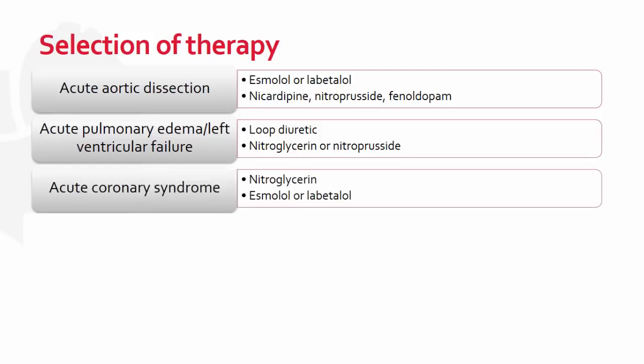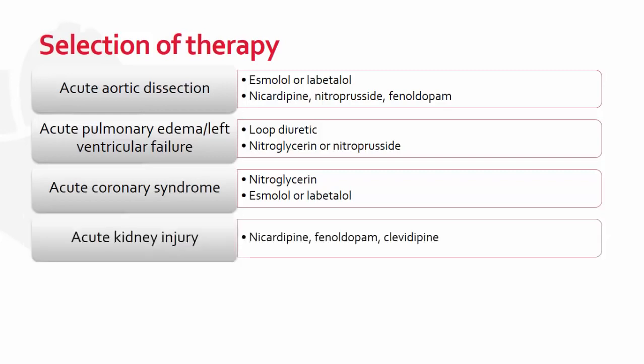In patients presenting with an acute coronary syndrome, the use of nitroglycerin is an option, remembering to check to ensure that the patient has not recently received a phosphodiesterase inhibitor, as the combination of the two can lead to profound reductions in blood pressure. The use of beta blockers such as esmolol or labetalol are also an option in this scenario. We would want to avoid esmolol or labetalol where a patient has evidence of heart failure or LV dysfunction, as well as those patients who have bradycardia or second or third degree heart block.